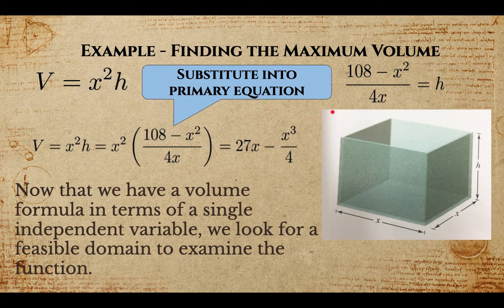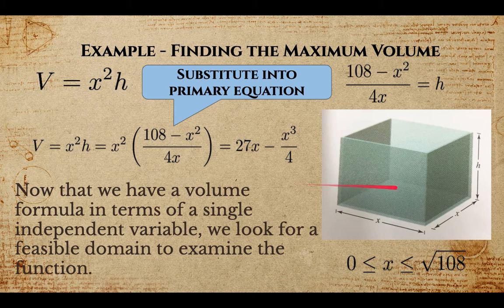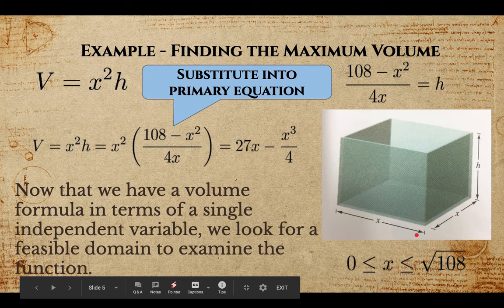This is not too bad a problem to find the derivative of. We also want to look at what's a feasible domain, because we can't just have any value for x. In this case, x has to be positive because I can't have a negative side, and it has to be less than the square root of 108, because if x is the square root of 108, then 108 square inches gives me the base and there's no height. So I have to be between those two numbers.